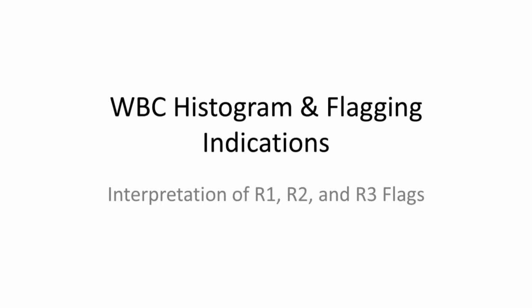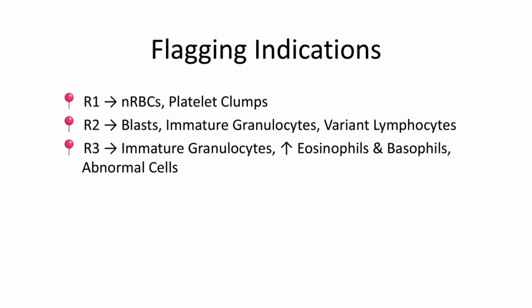When interpreting the white cell three-part differential histogram, automated hematology analyzers may generate flagging indications. These flags help the technologist identify when abnormal populations might be present. The R1 flag usually suggests the presence of nucleated red blood cells or platelet clumps, which can interfere with the lymphocyte region of the histogram.